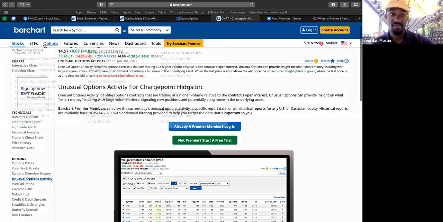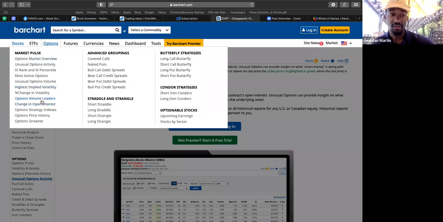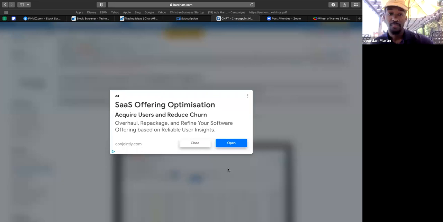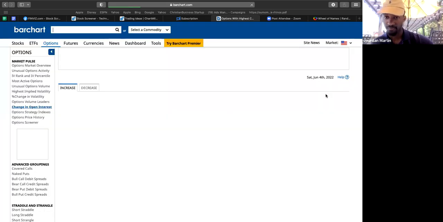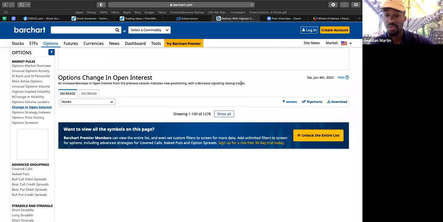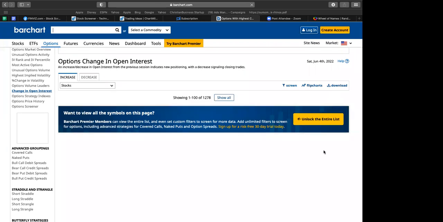So if you go to options and they have all these different things there, right? This one is going to show us changes in open interest. So this is a simple way of thinking about the premium version or different sites versus this one on the free side.